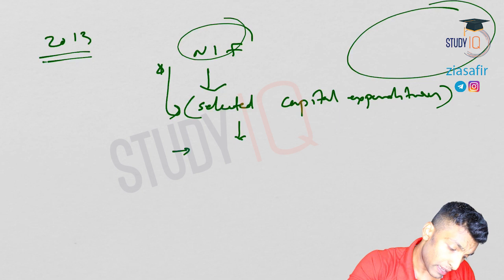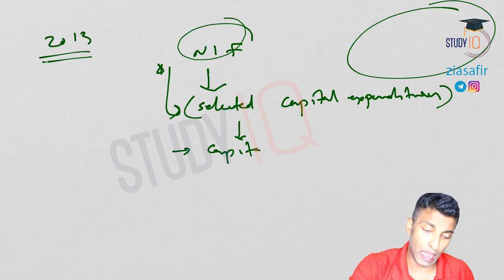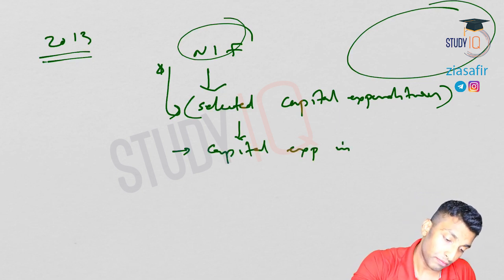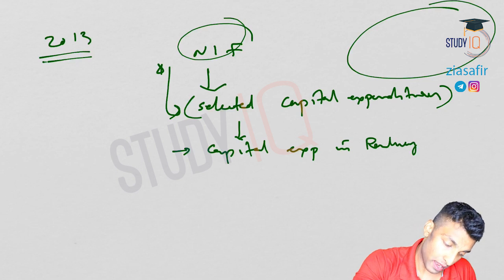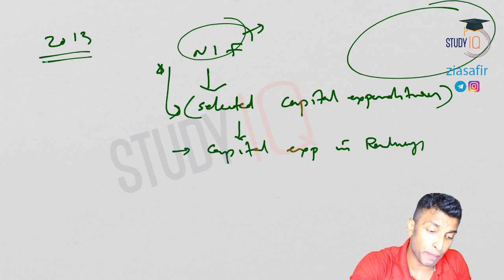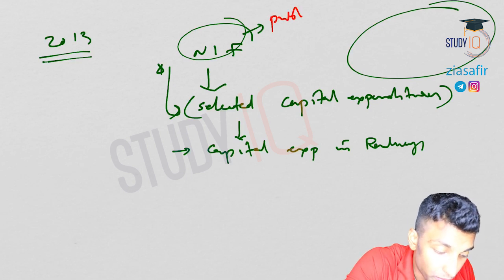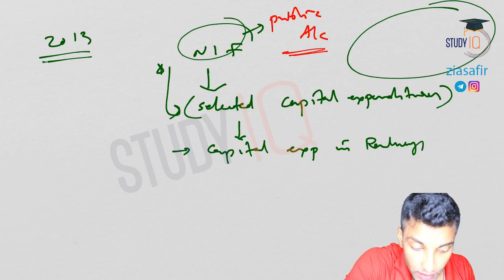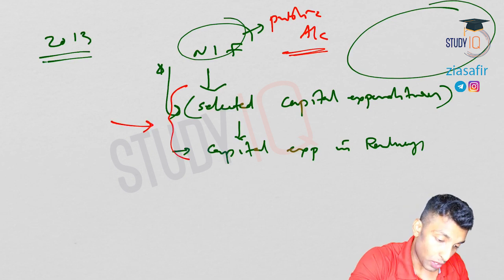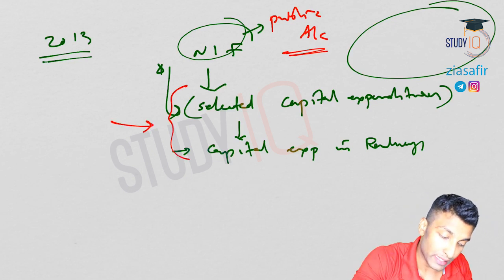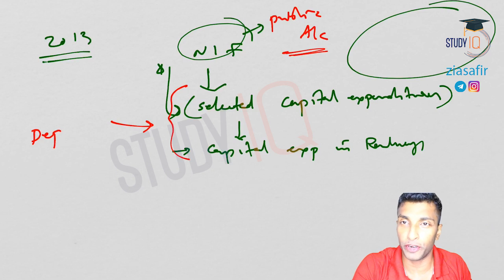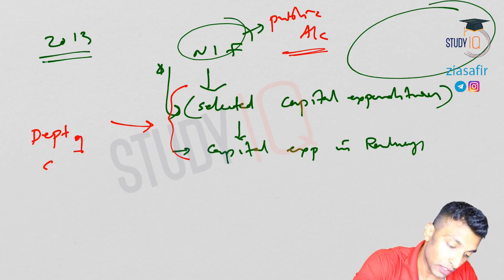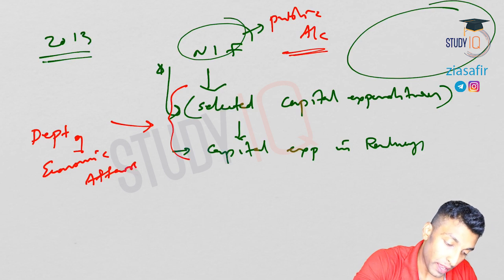Then some of the capital expenditure in railways, etc. See, what is this? NIF is actually part of public account. So you can get a prelims question here. This is part of public account. Now, who is deciding this? It is actually decided by the Department of Economic Affairs.